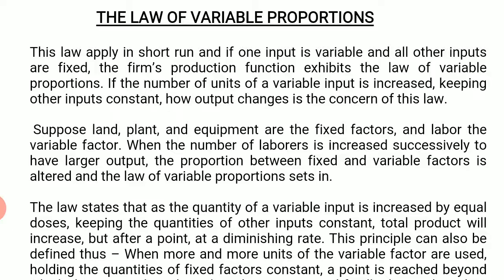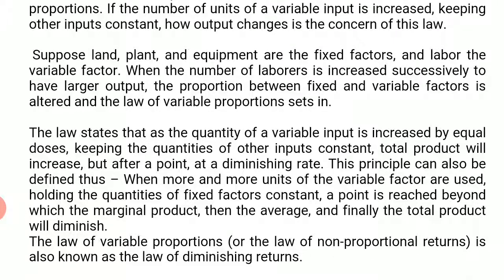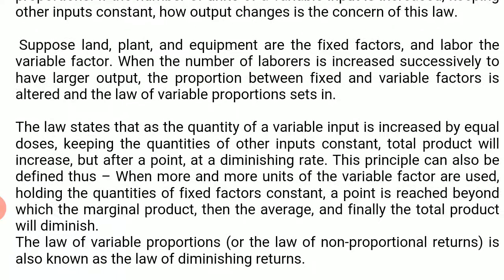If the number of units of a variable input is increased, keeping other inputs constant, how output changes is the concern of this law. Suppose land, plant and equipment are the fixed factors and labor is the variable factor. When the number of labor is increased successively to have larger output, the proportion between fixed and variable factors is altered and the law of variable proportion sets in.